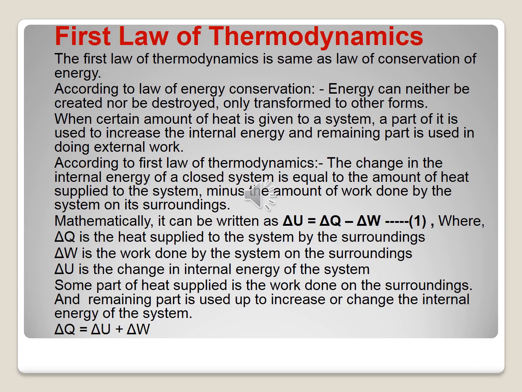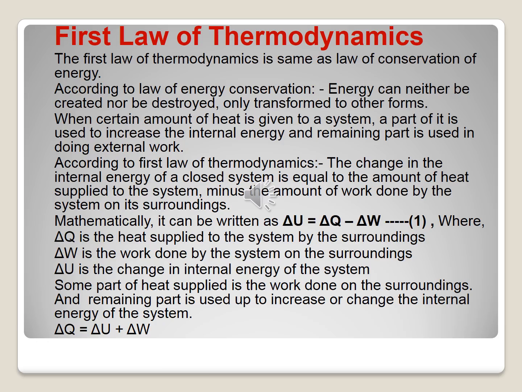When a certain amount of heat energy is given to a system, a part of it is used to increase the internal energy of the system, and the remaining part is used in doing external work. It is the work done by the system. According to the first law of thermodynamics, the change in internal energy of a closed system is equal to the amount of heat energy supplied to the system minus the amount of work done by the system on its surroundings.